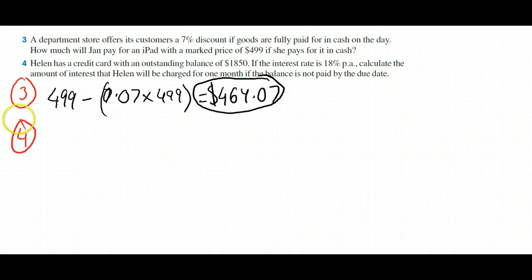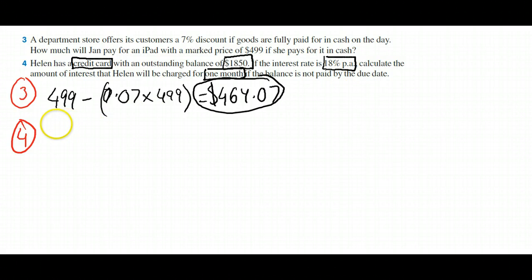Okay, in question 4, Helen has a credit card with an outstanding balance of $18.50. If the interest rate is 18% per annum, calculate the amount of interest that Helen will be charged for 1 month if the balance is not paid by the due date. Okay, so this is a credit card problem. We're no longer talking about discounts because of payment in cash.